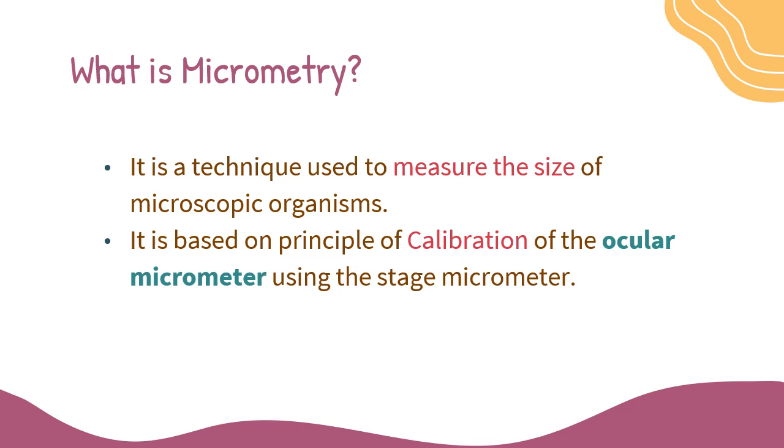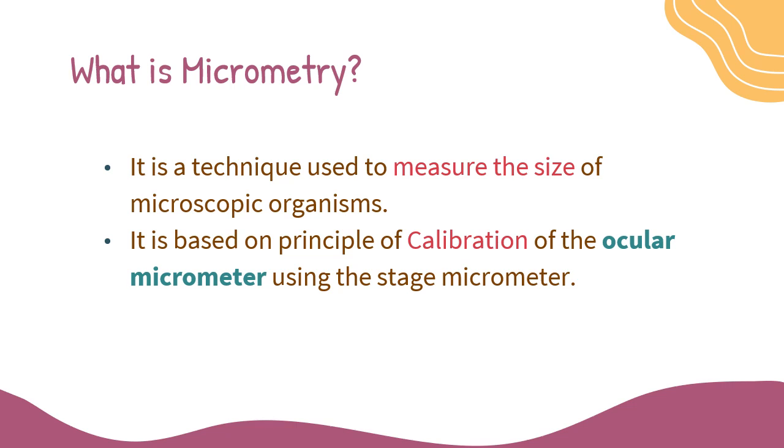So what is micrometry? It is a technique used to measure the size of microscopic organisms. It's based on the principle of calibration of the ocular micrometer using the stage micrometer. What we're using in the direct measurement of the organism is actually the ocular micrometer, but this has no value yet. So it needs to be calibrated by the stage micrometer. After calibration, we will remove the stage micrometer and do the measurements with a calibrated ocular micrometer.